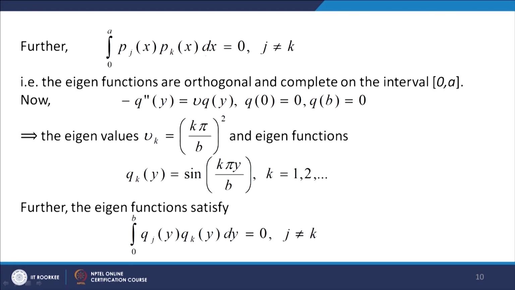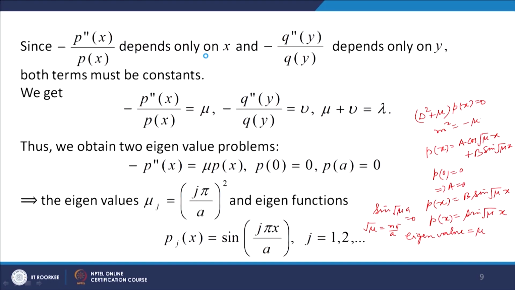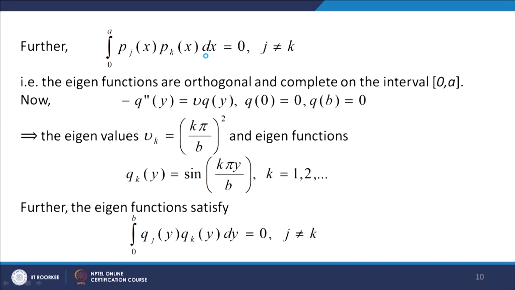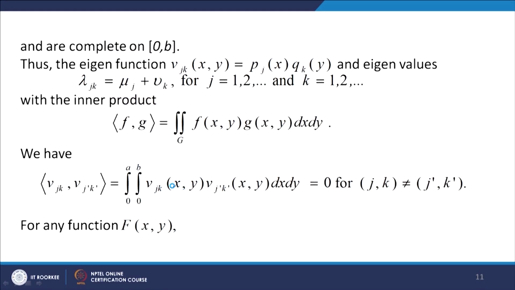Similarly the other eigenvalue problem, minus q double dash y equal to nu q y with boundary conditions q(0) equal to 0, q(b) equal to 0, gives us the eigenvalues nu k equal to k pi over b whole square, and eigenfunctions q k y equal to sin k pi y over b. These eigenfunctions again satisfy this orthogonality property and they are complete on the interval 0 to b.